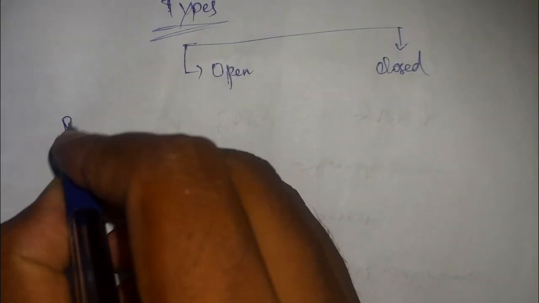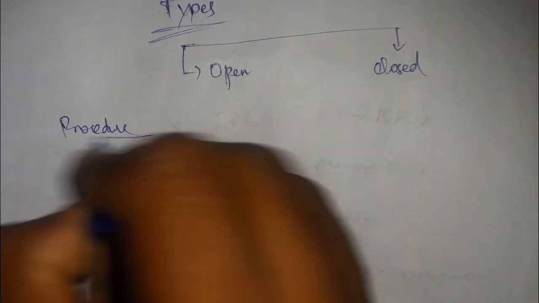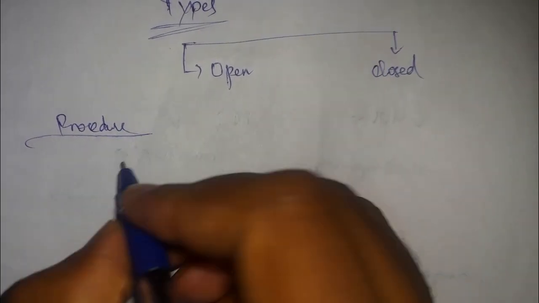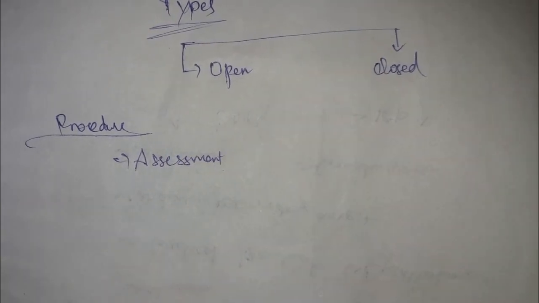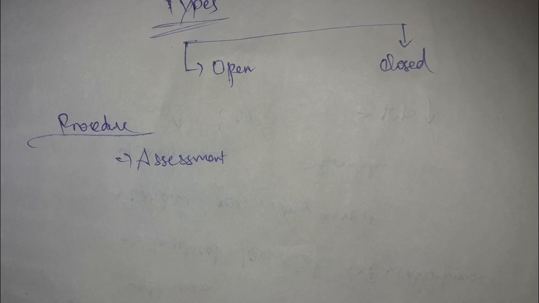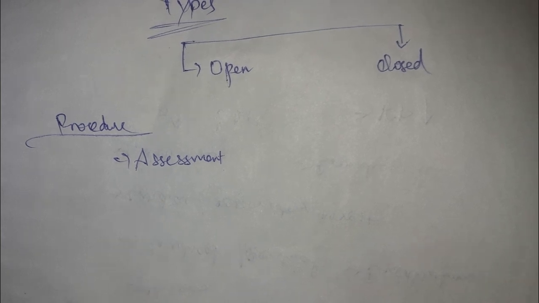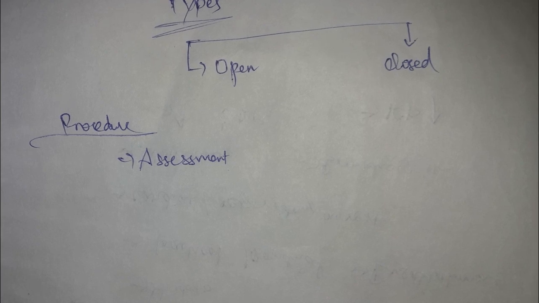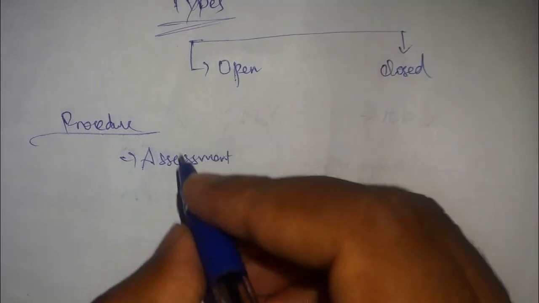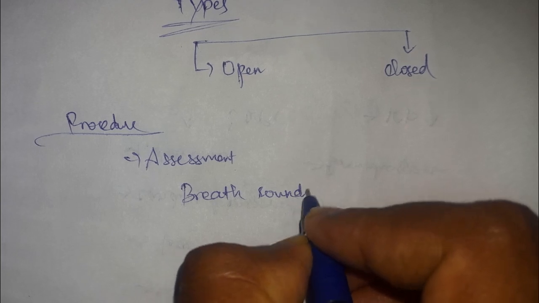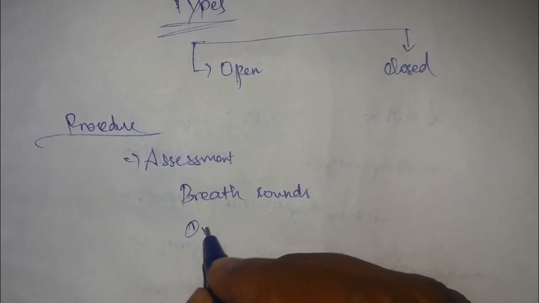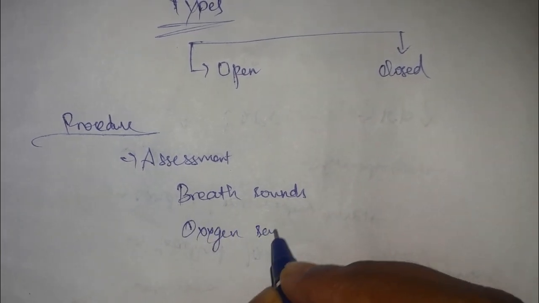Then coming to the procedure. For endotracheal suctioning, we first do the assessment of the client, then prepare the patient and the equipment, implement the procedure, and evaluate whether it is functional or not. So what assessments do we have to do? Notice the breath sounds and any difficulties in them, and the oxygen saturation level.